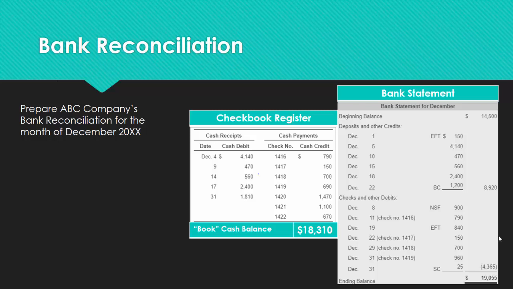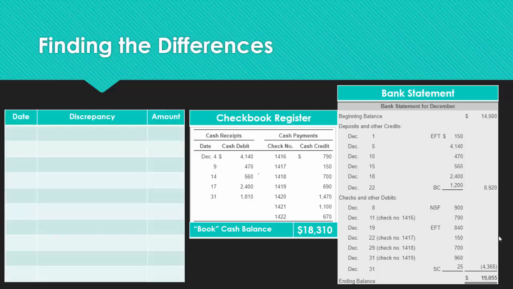Why is that? Because there's things that the bank is going to know about that we don't know about yet. And then there's going to be things that we know about that the bank hasn't taken into account yet. So what we have to do is a reconciliation. Essentially, we have to look at the bank statement we received, as well as what our, in this case, checkbook register is saying what our payments were for and what we increased our checking account by during the period to find discrepancies.